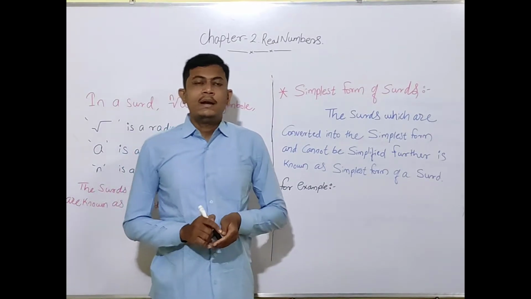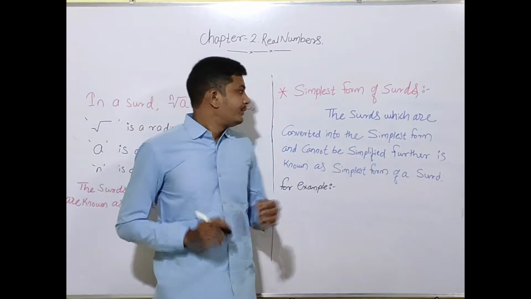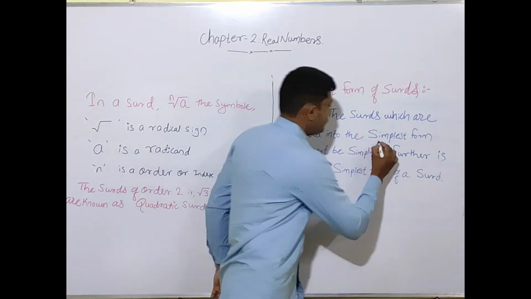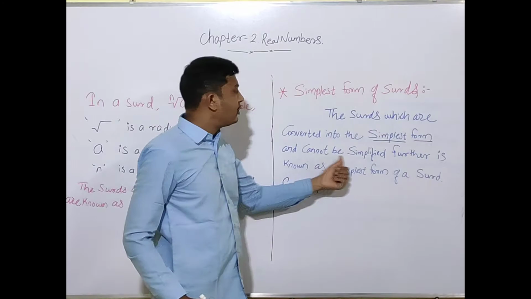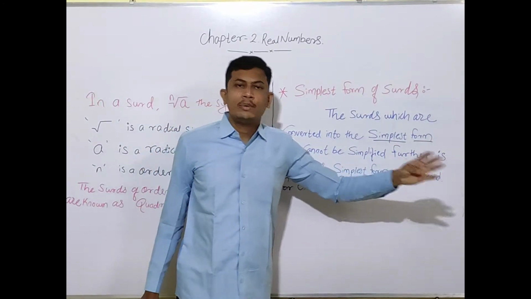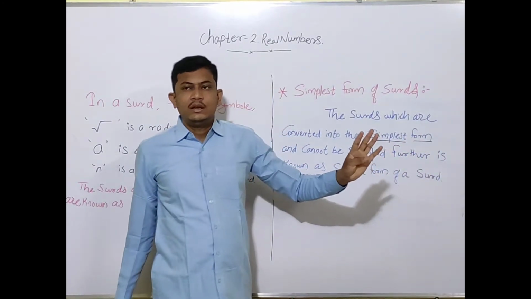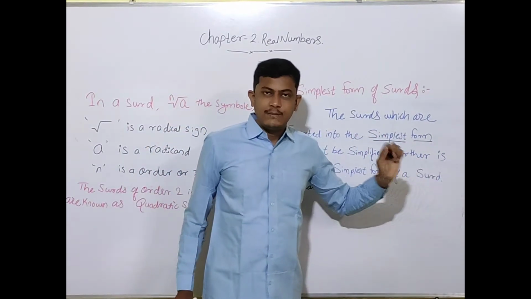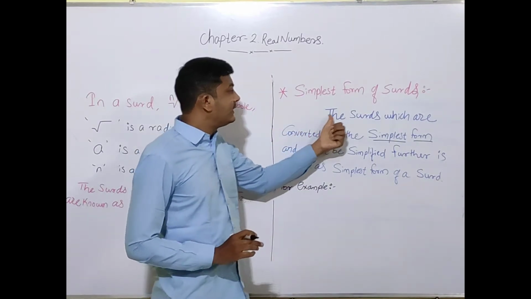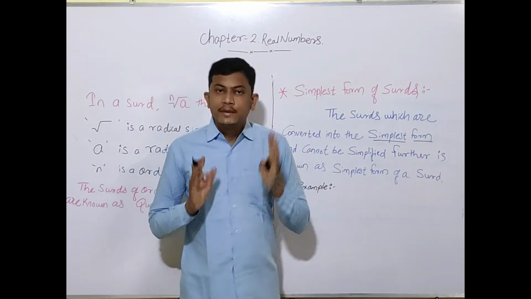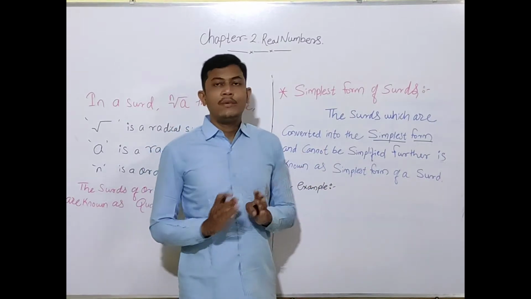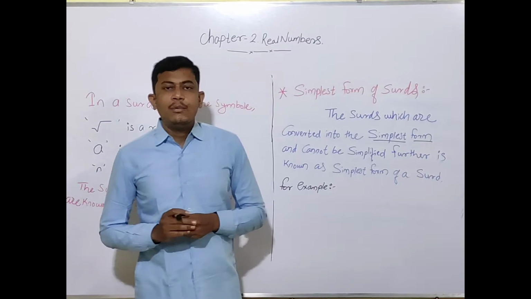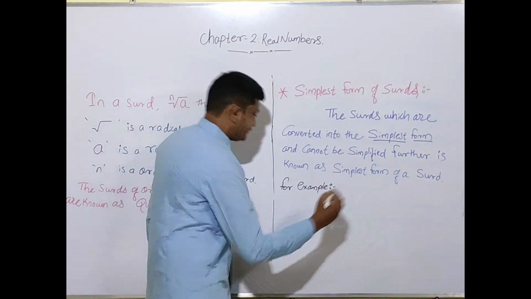The simplest form of the surd. Simplest form means what? The surd which is converted into the simplest form and cannot be simplified further, up to the last we have to simplify it, is known as the simplest form of the surd. Again we will revise: the surd which is converted into the simplest form and cannot be simplified further is known as the simplest form of the surd. With the help of an example, we will get clear.